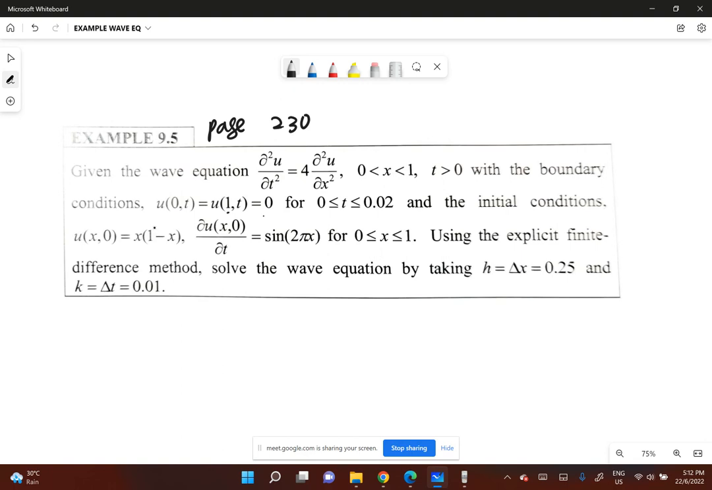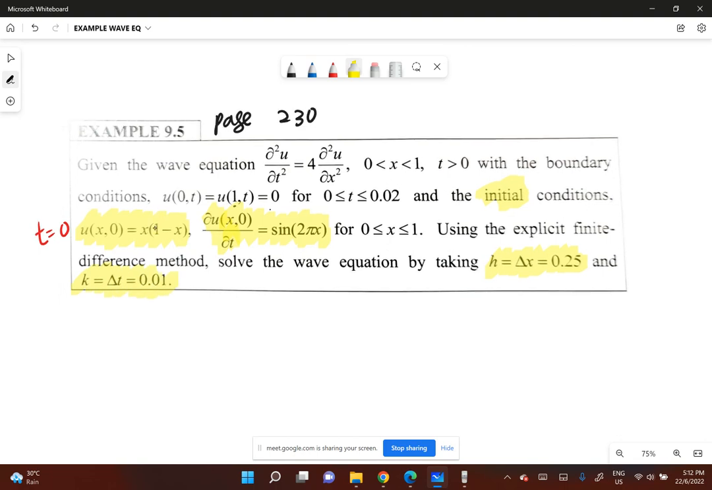And the initial conditions. There are two initial conditions. Here this is an initial condition like previously, when t is 0. Another one is given like this, the partial derivative of u with respect to t. This is another initial condition. And using the explicit finite difference method, solve the wave equation, taking h as 0.25 and k as 0.01.